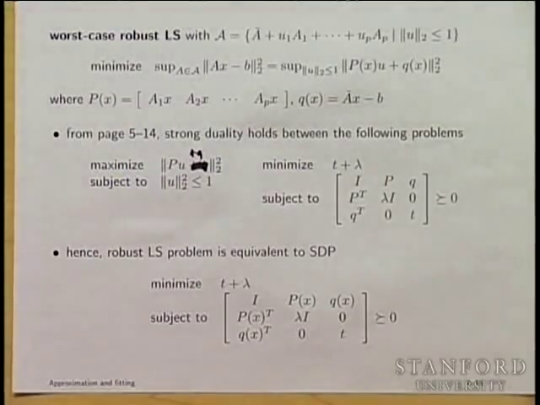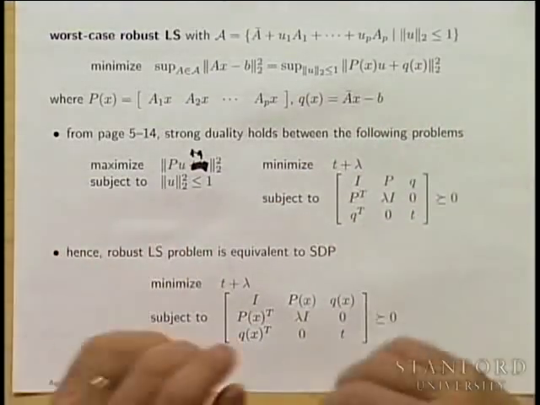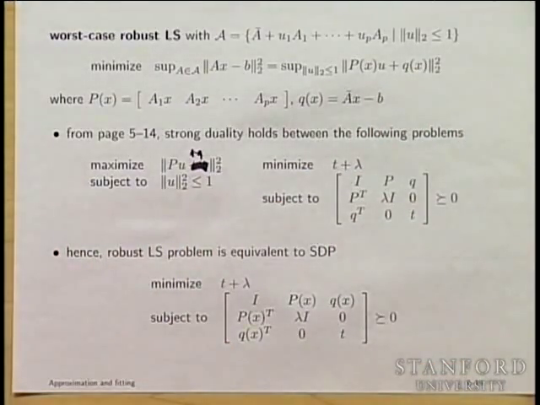Now, wait a minute. This is a minimization problem. And now let's reintroduce the fact that P varies with X. We're done. It's very simple. We just end up with this. And it's an SDP. So I don't expect anyone to get this right now. You can look in the book to look at these things.